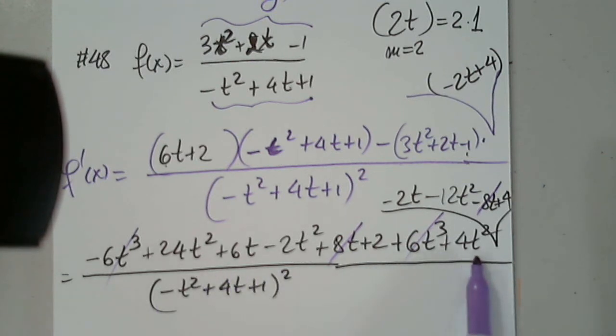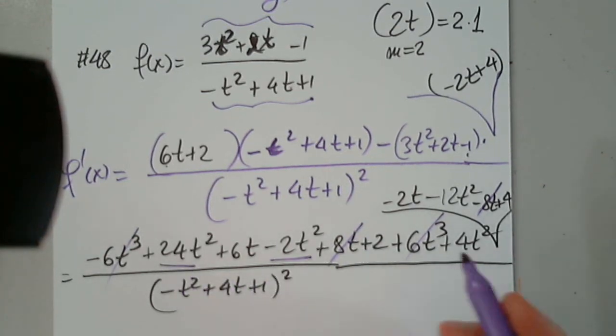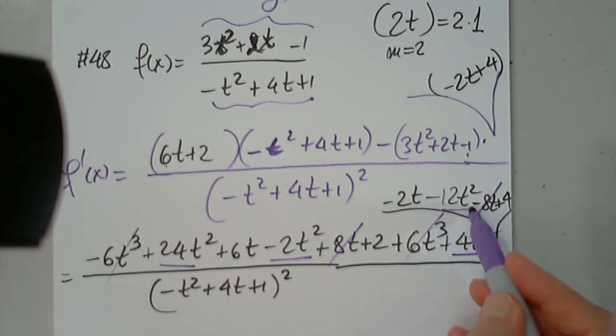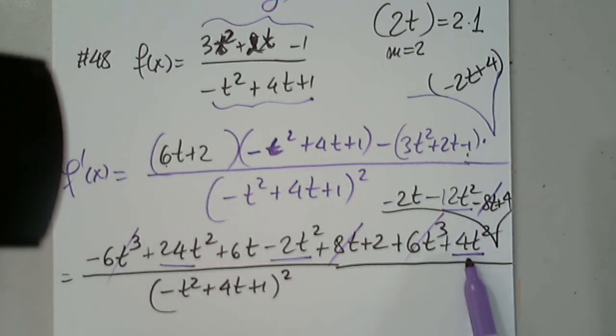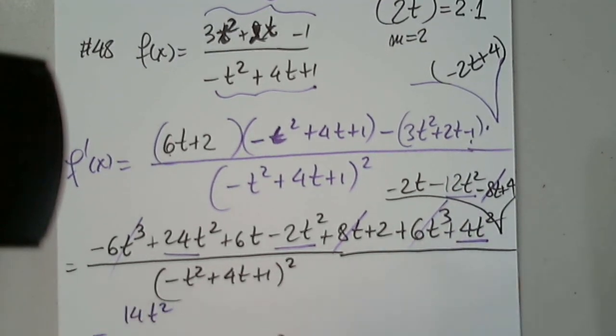Okay, so now in descending order, 24. Okay, so I have this, I have this, I have this, and I have this. So 24 plus 4 is 28. Minus 2 is 26. 14. Correct me if I'm wrong. So 24 plus 4 is 28. 26. 26 minus 12. I got 14.